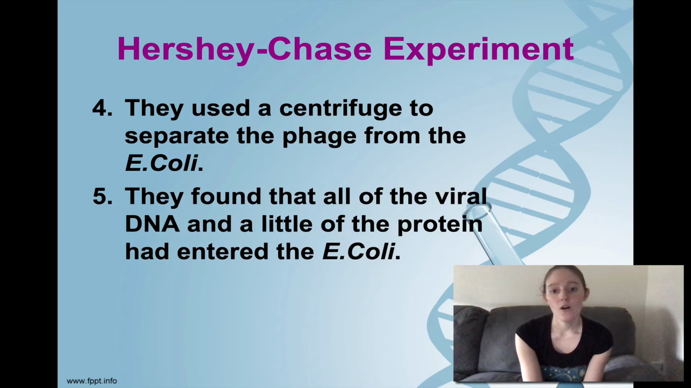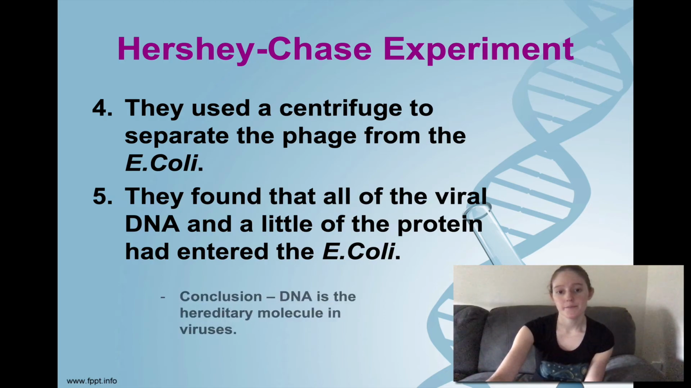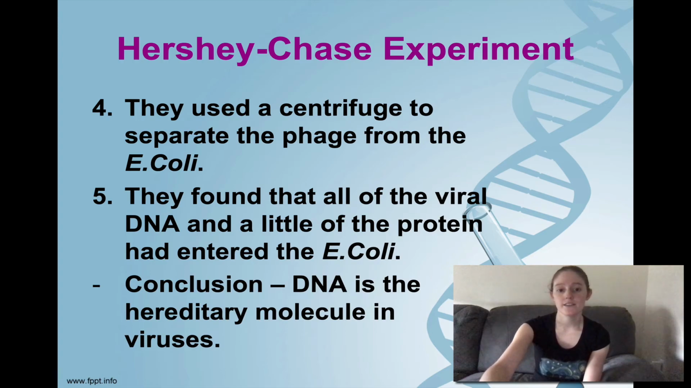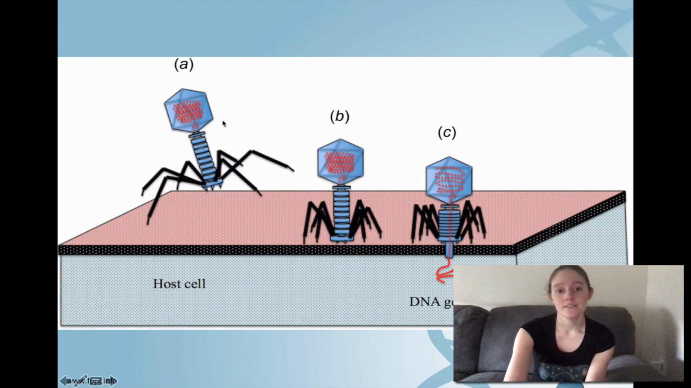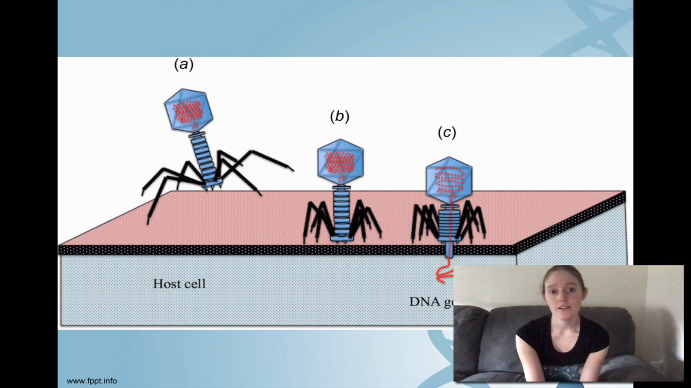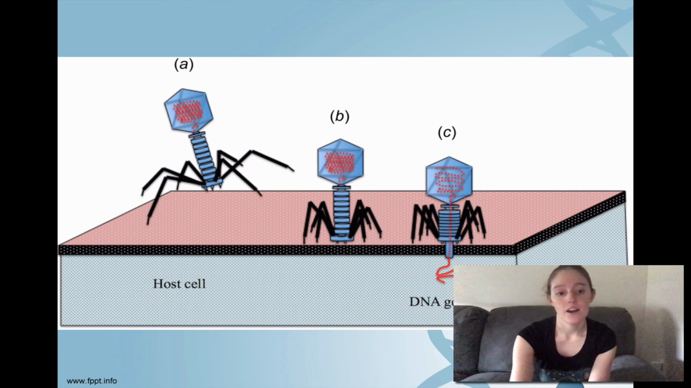They found that all of the viral DNA and a little of the protein had entered the E. coli. The conclusion was that DNA is the hereditary molecule in viruses as well. So not only do we have DNA, but viruses have DNA. Here we have the little virus. This rectangle is the cell. It's going to attack the cell and inject its DNA into the cell, which is actually how viruses work right now. Then your cell ends up recreating that viral DNA.